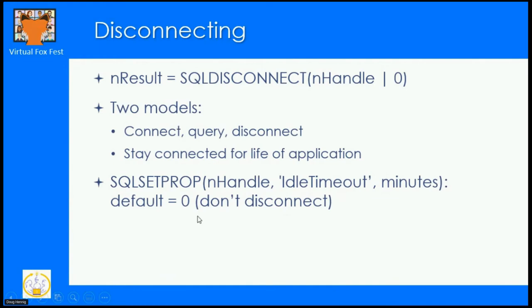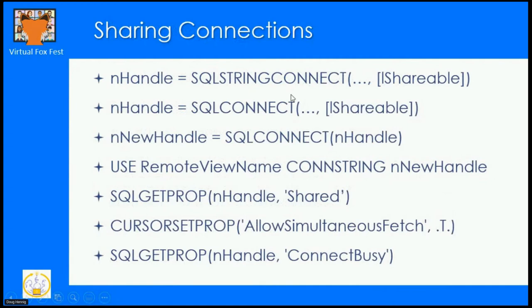You can actually create shared connections with both SQLStringConnect and SQLConnect, except the last parameter is a logical, true or false, that indicates whether the connection that you just created is shareable or not. It'll return a handle, as we saw before, but then if you want to use that connection over again with a different handle, you specify SQLConnect and then just the handle. So we're not specifying a DSN this time. We're just saying SQLConnect handle, and it gives you a new handle.